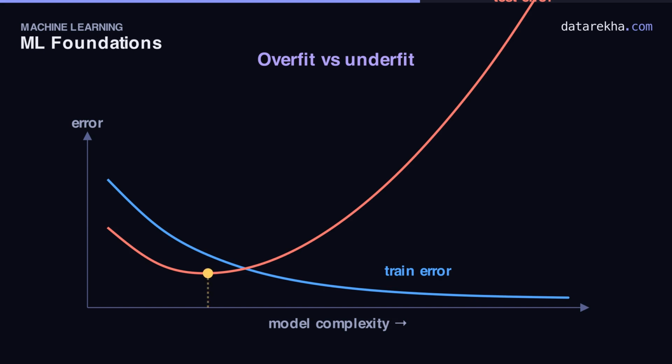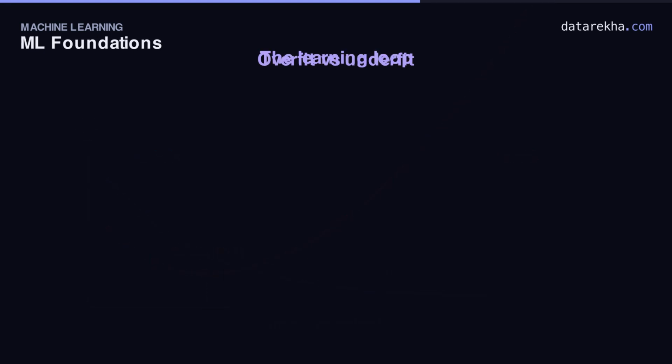Read it in three zones. On the left, both errors high, underfitting. On the right, train low but test high, overfitting. And right where the test curve bottoms out sits the Goldilocks model. Complex enough, but no more. Finding that spot is what the next lessons are all about.